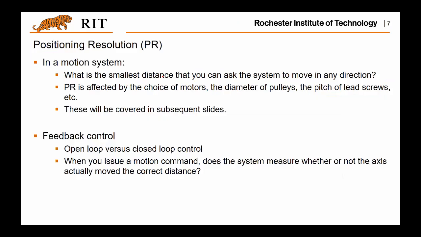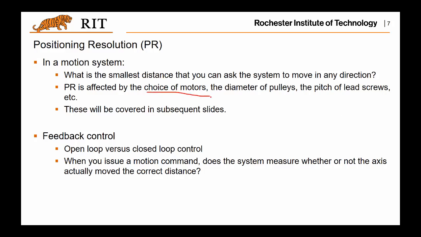And another point here is the positioning resolution. So in a motion system, basically the positioning resolution gives you the idea of what is the smallest distance you could ask the system to move in any direction along any axis. And that is how this positioning resolution is determined. Actually, there are multiple aspects that affect the positioning resolution.